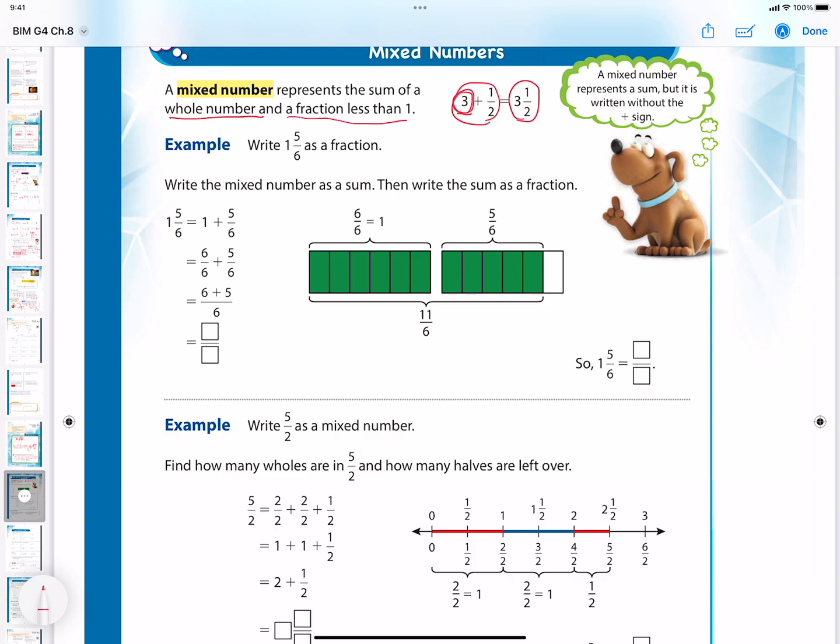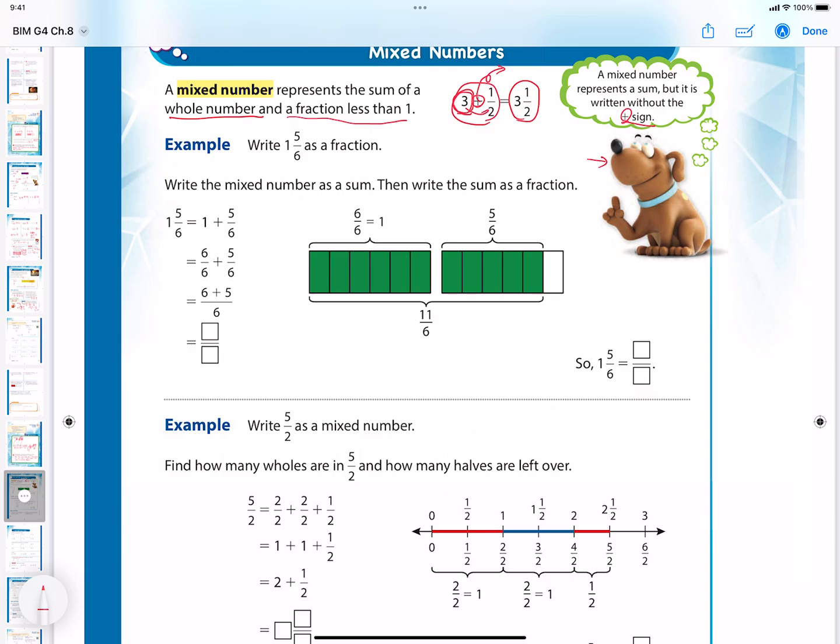And this, I always remember Newton, right? Not Descartes, okay? A mixed number represents a sum, but it is written without the plus sign. So simply, we practiced last lesson, right? This is kind of like a Lego block. You are just sticking it together and eliminating the plus sign, and that's how you write the mixed number.